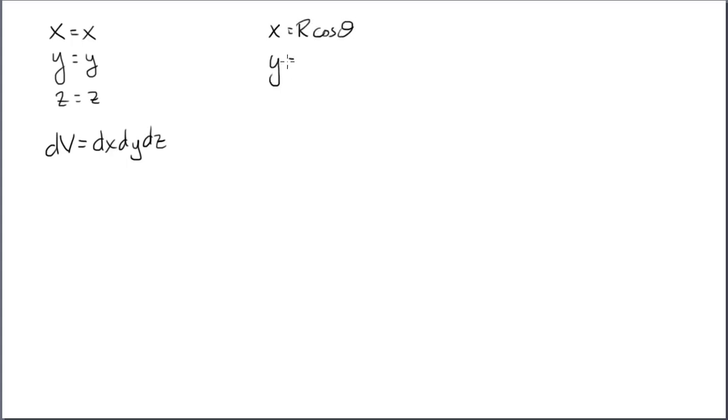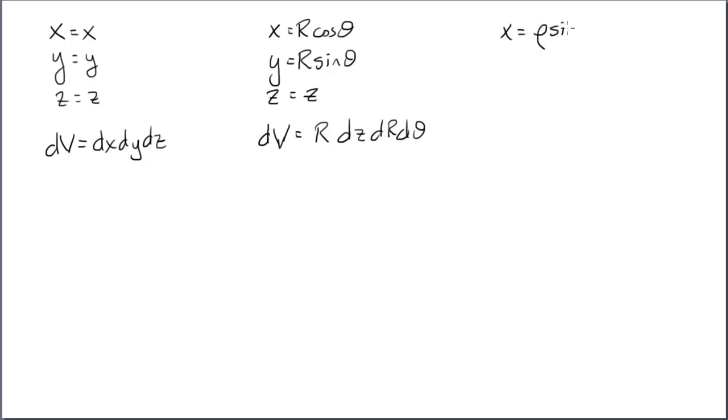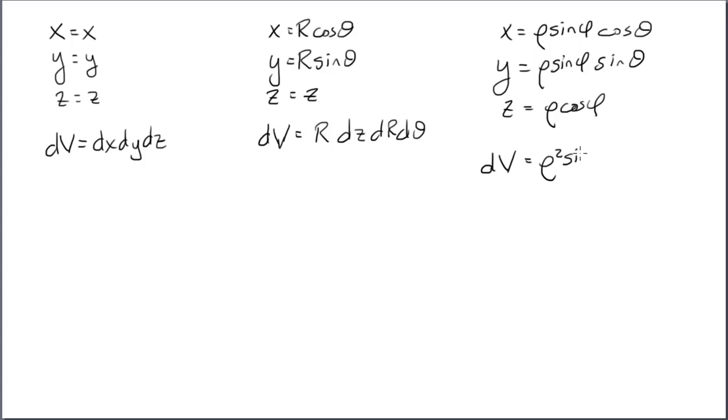Quick recap of what we just did. Standard coordinate system, standard parameterization, and it was just dx, dy, dz. Using polar coordinates for my parameterization, dV was r dz dr d theta. Using our spherical parameterization, dV was rho squared sine phi, d rho, d phi, d theta.